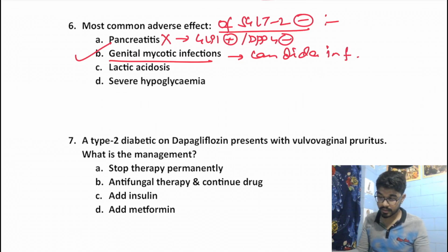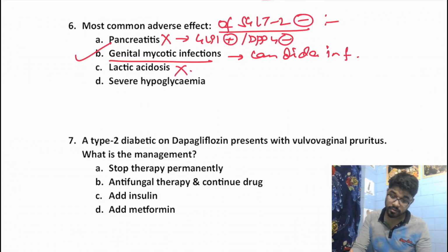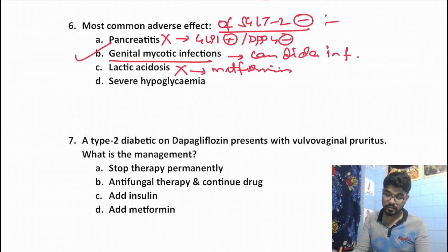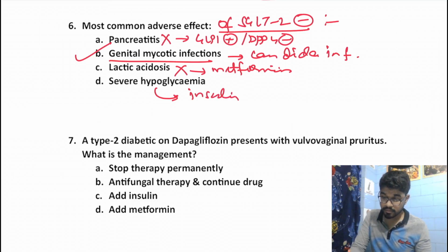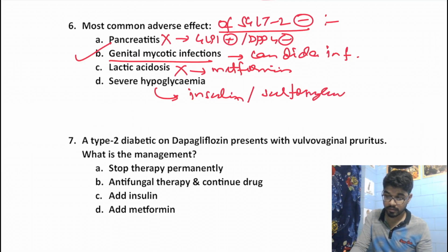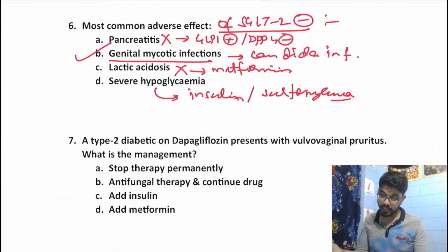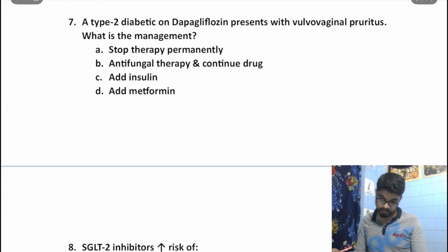Infection. Okay. Lactic acidosis, no. Lactic acidosis is the side effect of metformin. Okay. And severe hypoglycemia is seen in insulin and sulfonylureas. Okay. So over here, genital mycotic infections are the most common adverse effect of SGLT2 inhibitors. Moving on to the next question.